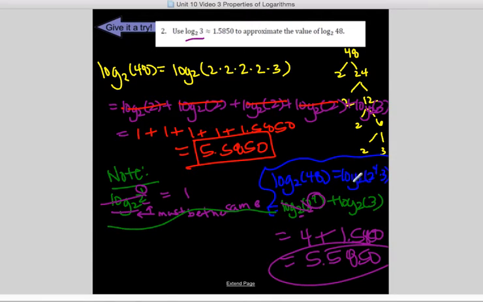Okay, so either way is right to think about it. This one is a little bit less work, a little less writing, but this is maybe an easier way for you to think about it. Up to you, they will both work.